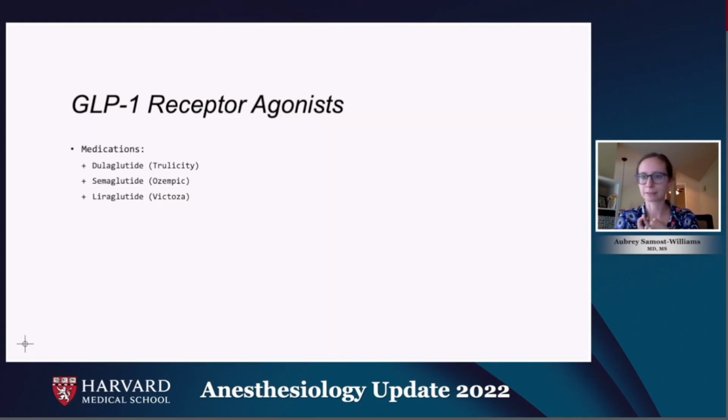It's the second one listed there. These are the only agents that I'm talking about today that are not oral. These ones are injected subcutaneously. So semaglutide is popular because it's weekly. Liraglutide, for example, is a daily injection, so a little less popular.